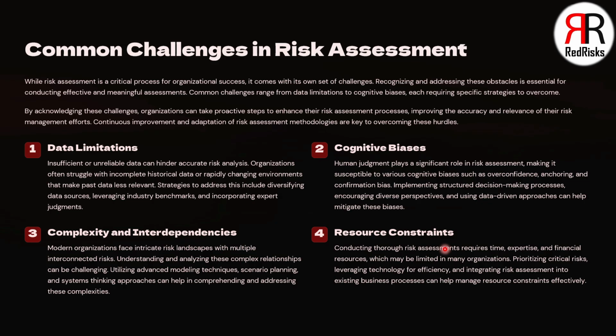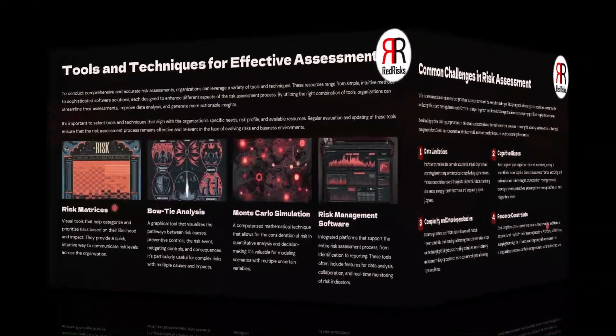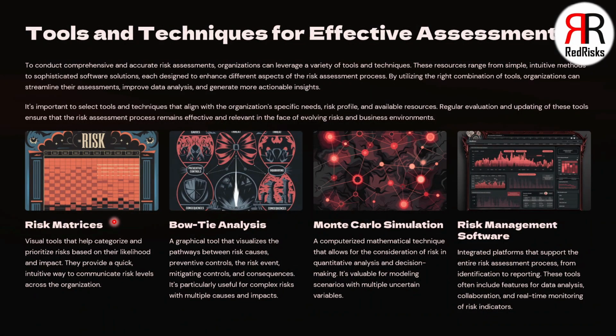Addressing these challenges ensures meaningful and accurate assessments. Effective risk assessments rely on the right tools and techniques. Risk matrices provide a simple way to categorize and prioritize risks based on likelihood and impact. BTA, or bow tie analysis, offers a visual approach to understanding the causes, controls, and consequences of risks. It's ideal for complex scenarios.